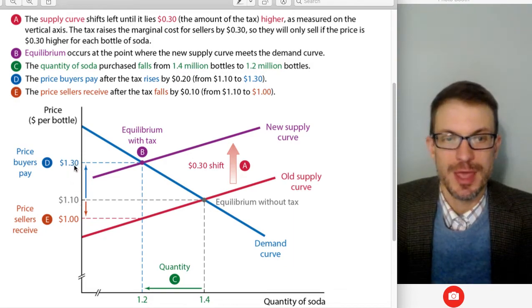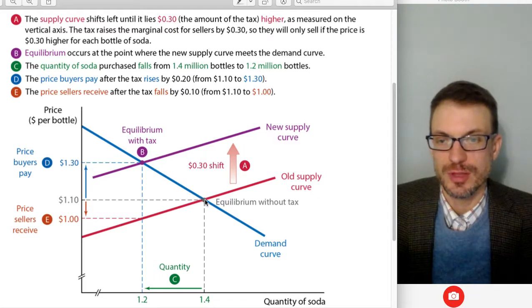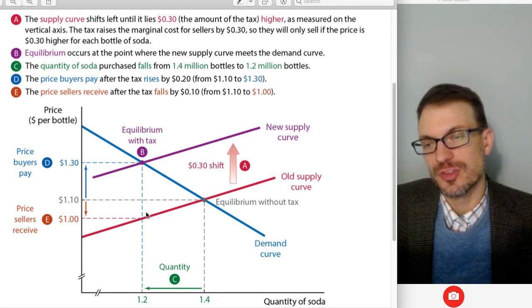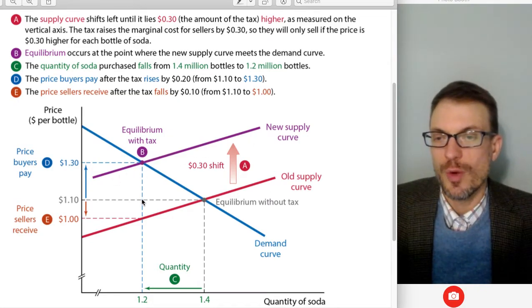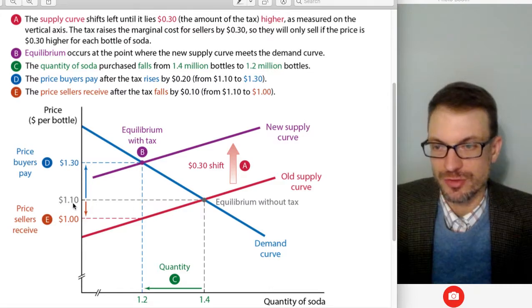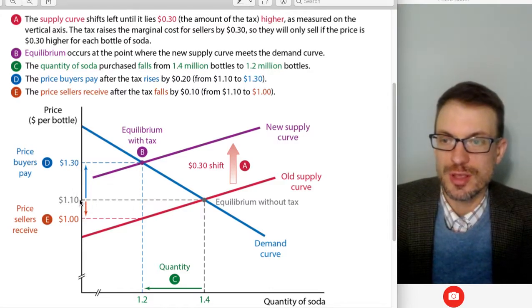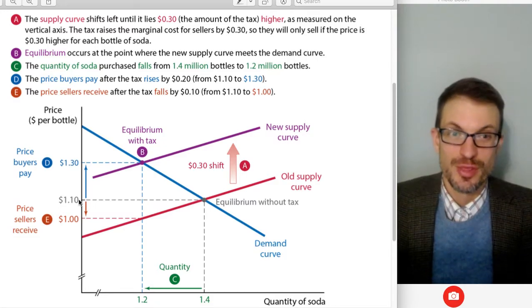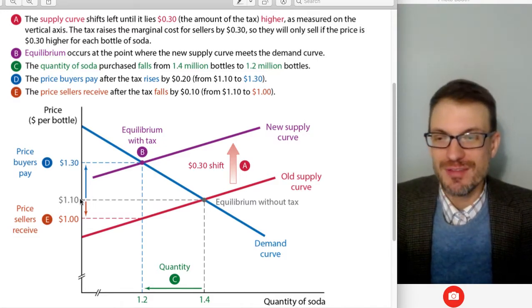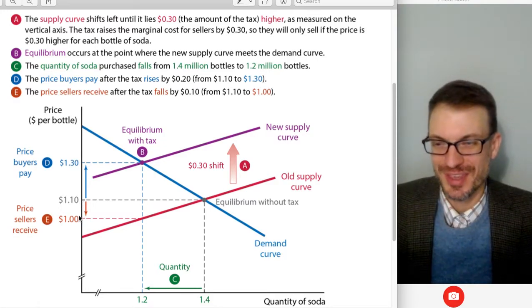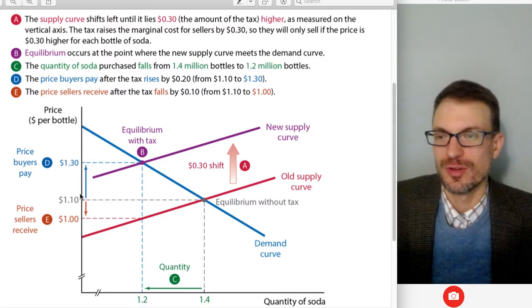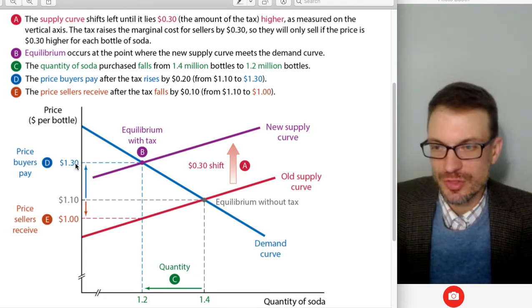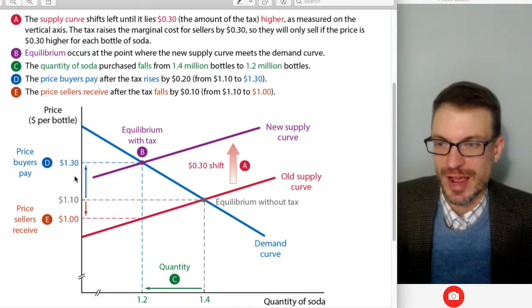Why are buyers not paying $1.40? Buyers are not paying $1.40 because we don't just add 30 cents to the equilibrium price. We add 30 cents to the supply. It shifts the supply curve, so the new equilibrium price is here. 20 of the 30 cents are paid by buyers. They're paying 20 cents more. 10 of the 30 cents are paid by the sellers. So anyway, it's a 30 cents distance between $1 and $1.30.